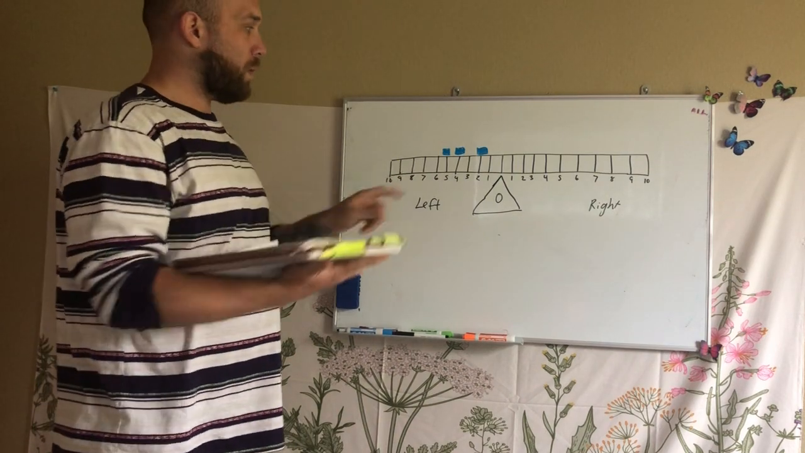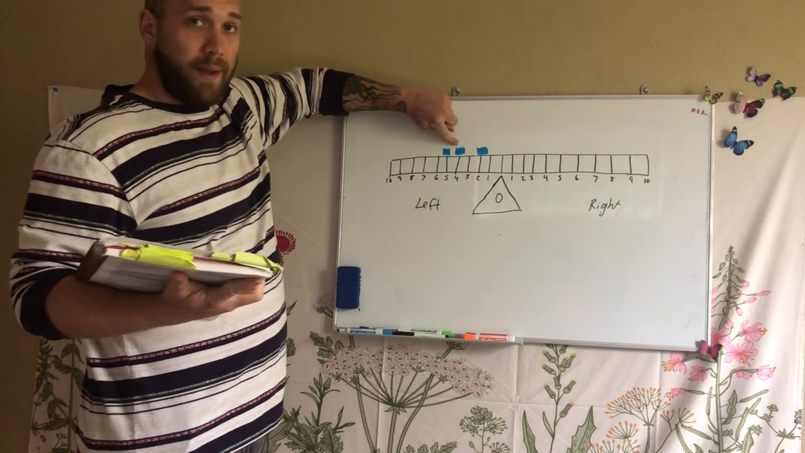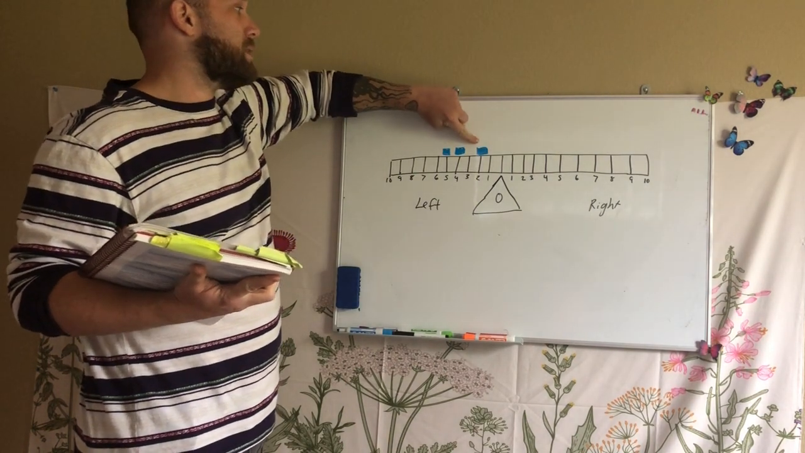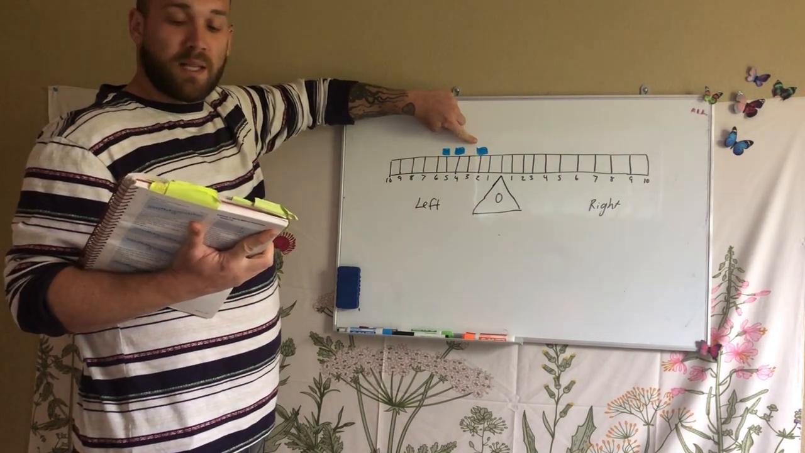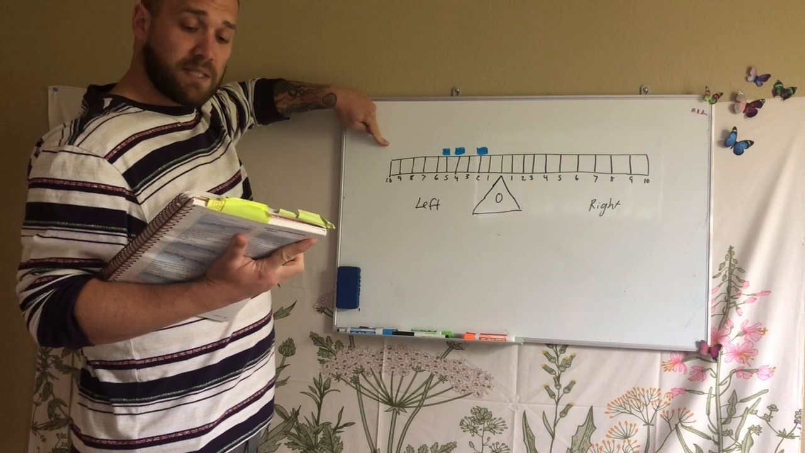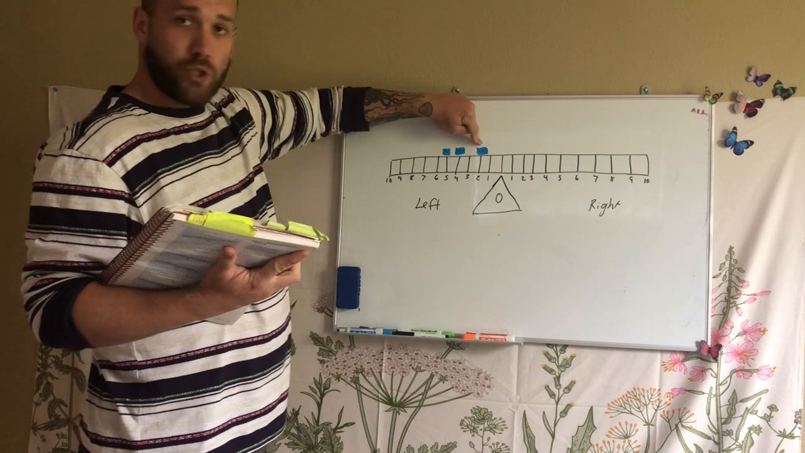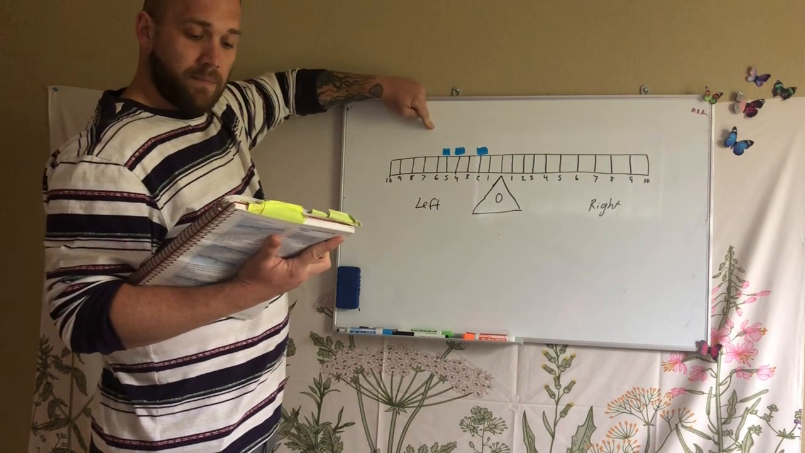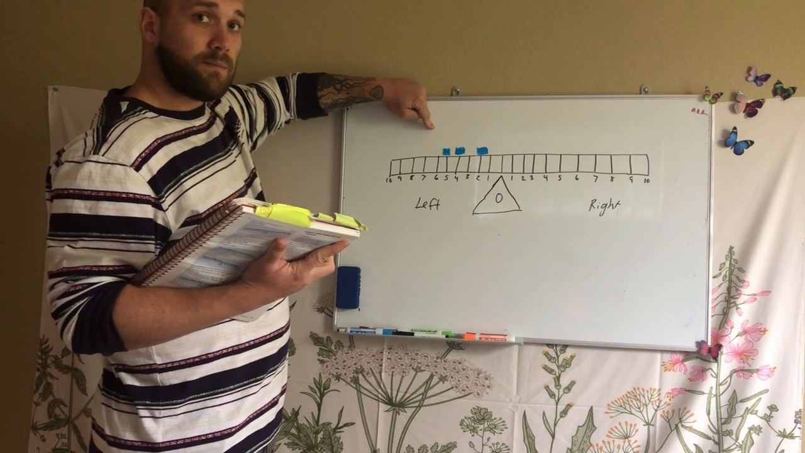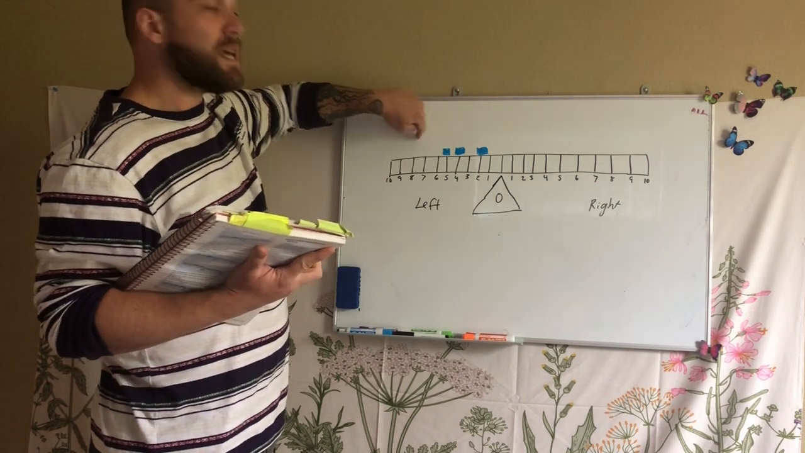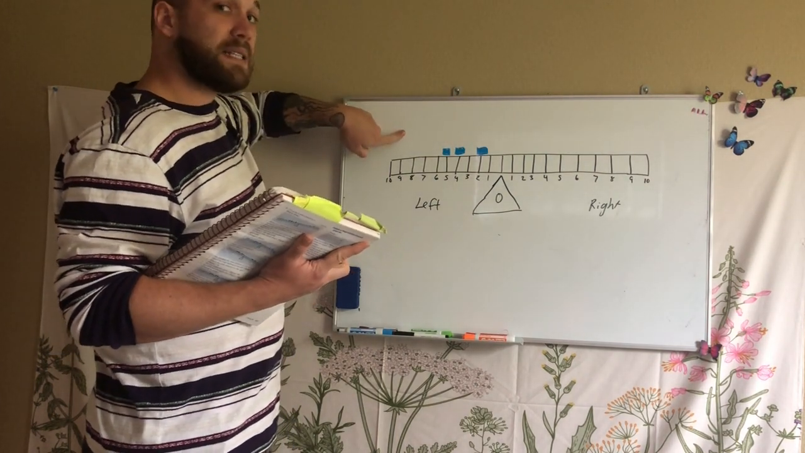So, what's the distance of this weight? 5. What's the distance of this weight? 4. And what's the distance of this weight? 2. So the total distance on this left side of the scale is 5 plus 4 plus 2. You add them all together. So, what's the total distance on the left side? The total distance on the left side of 5 plus 4 plus 2 is 11.